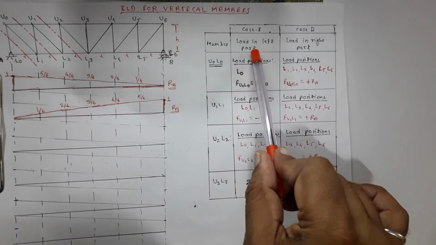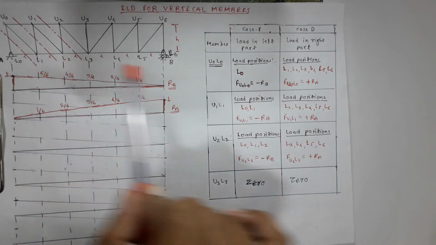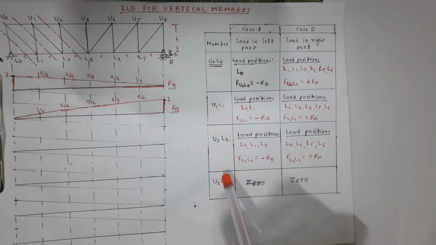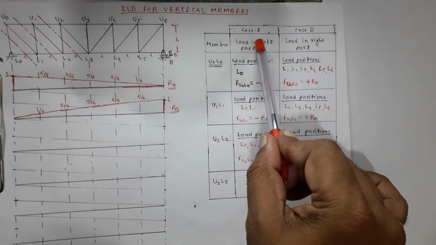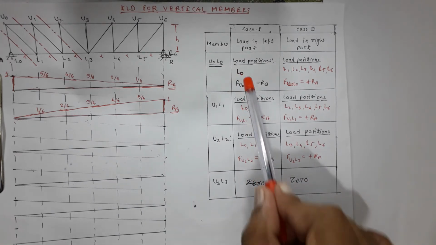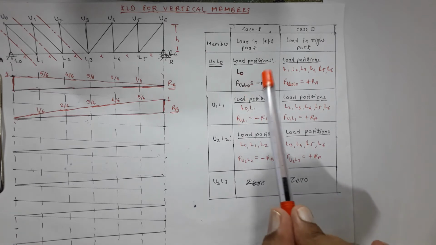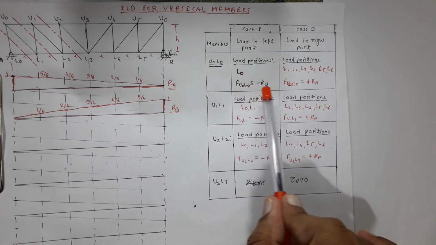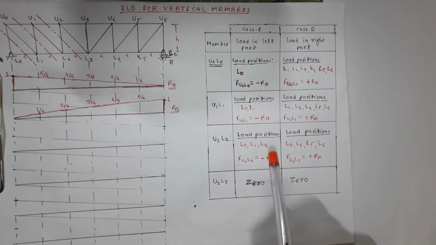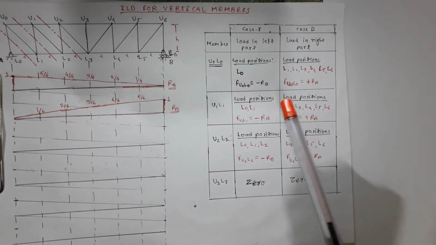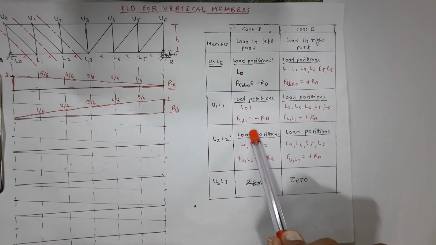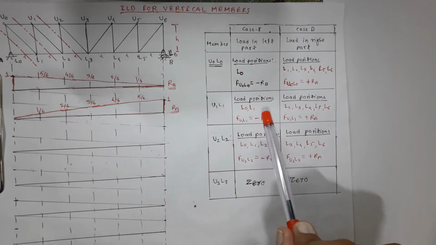So when the load is in left part, for every member, whether it is U0 L0, U1 L1, U2 L2, U3 L3, this is the first case. Load positions are like this for these different members. For all these load positions, I will be dealing with the right part, and when I deal with the right part, force in this member is minus RB, force in this member is minus RB, force in this member is also minus RB. So for every load position in left part, the force in the vertical member is given by minus RB. Remember it well.